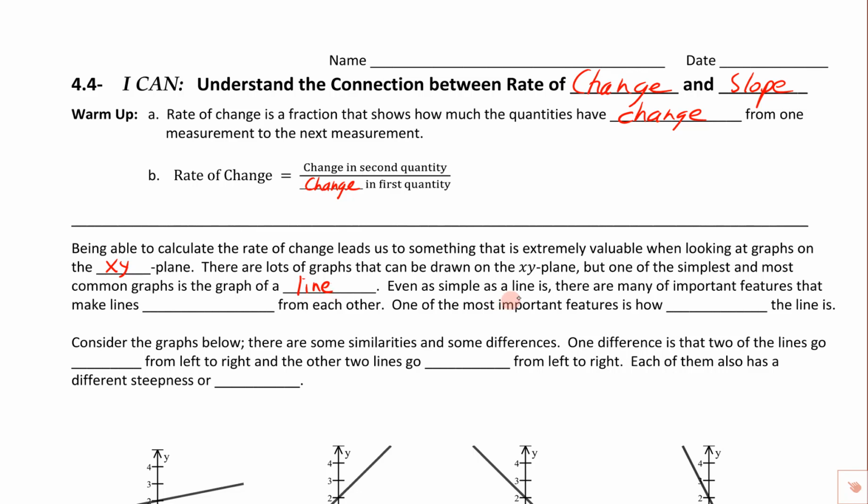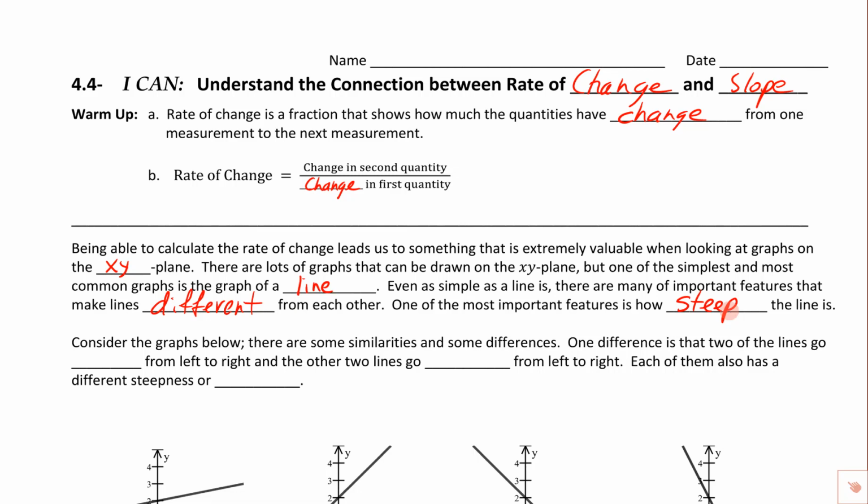Now, even though a line is a really simple shape, there are a lot of important features that make lines different from each other. So let's write the word different. So you'd think, well, a line is a line, but it's not. There are a lot of different features that can make them different from one another. And one of the most important features is how steep the line is. Okay, so we're going to write the word steep right there.